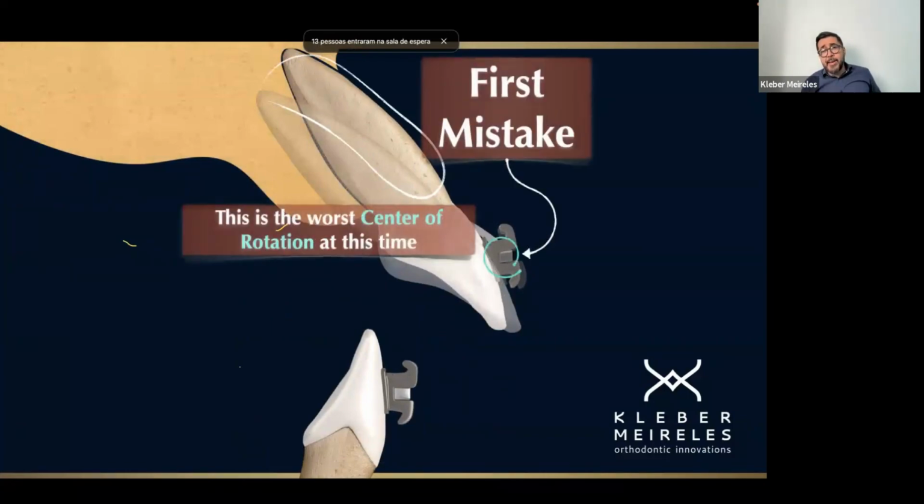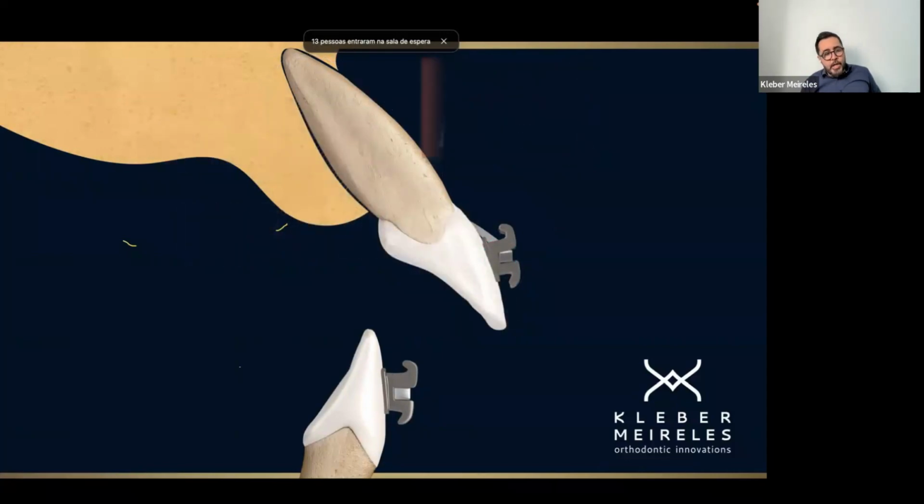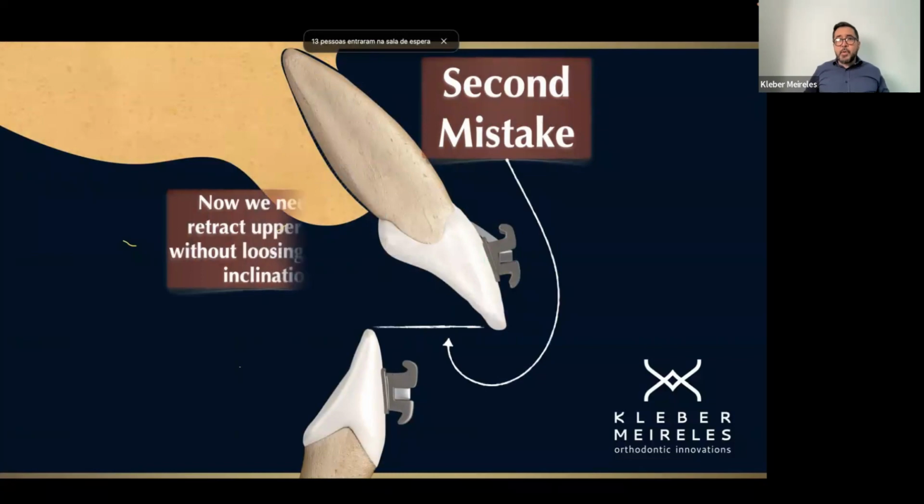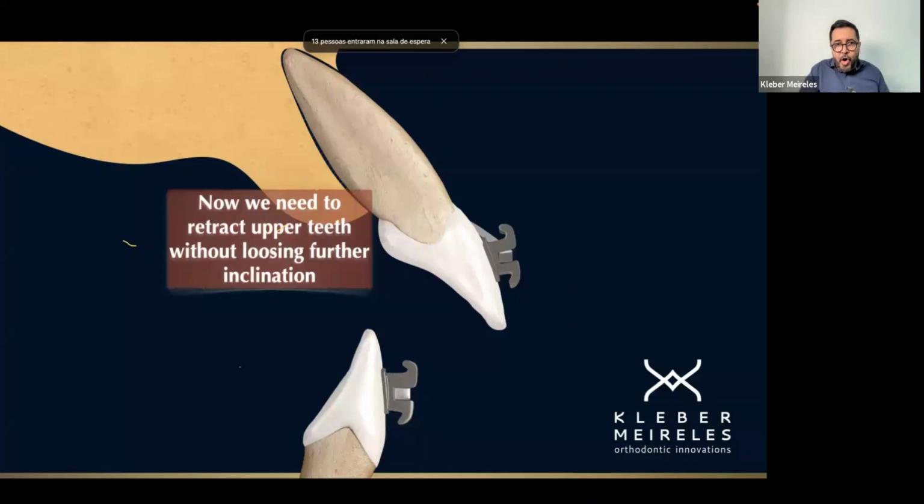Okay? And you have a class 2 to correct now. What's going to happen now? You lost further, you lost more attachment. You are now having the second problem. Now we need to retract upper teeth without losing further inclination, because I did a correction of inclination at the wrong moment. And now I have to do the retraction, keeping the inclination. How can we do that? How can we possibly do that? We can't. It's very difficult.